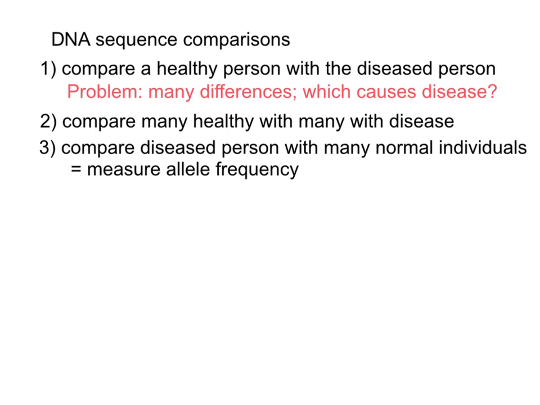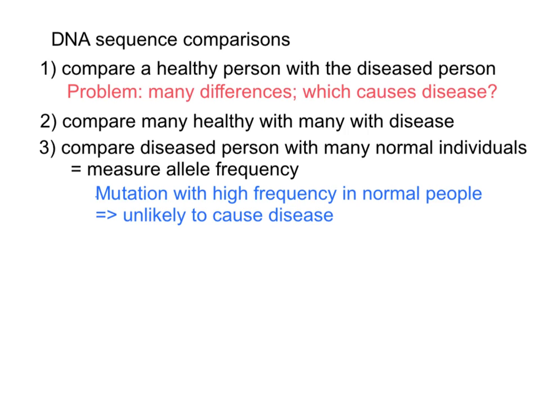An alternative approach is to compare a single diseased person with many normal individuals. It's called measuring the allele frequency. And what you do is you take many people who are not diseased and you compare their DNA sequences, and you'll see many differences between them. And you can ask whether those particular differences are frequent, as you often find the altered base in many normal people, or they're infrequent. And the frequency analysis can give you some really good ideas about whether a particular mutation is likely to be causing trouble or not.